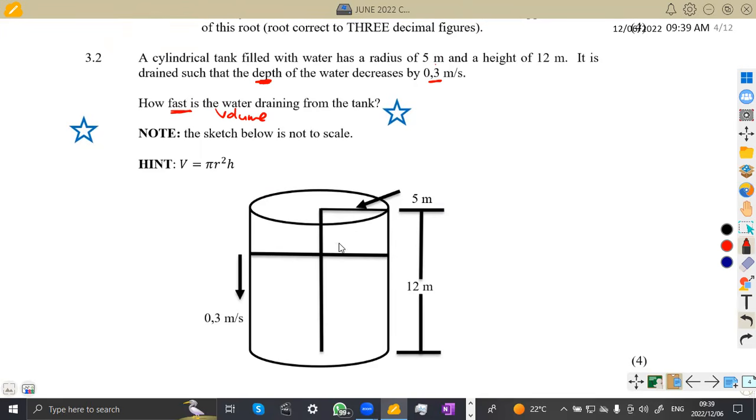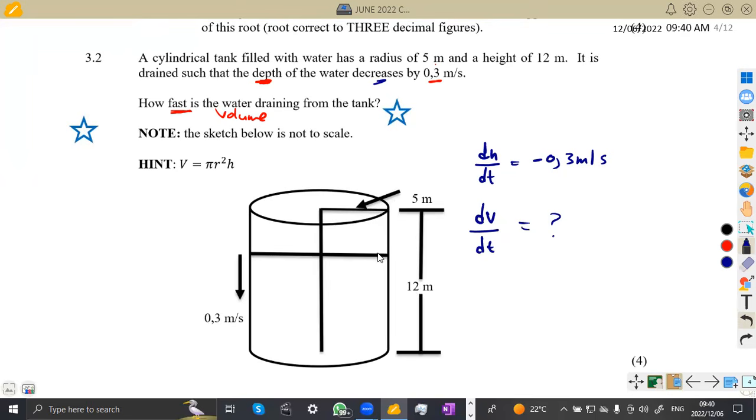So whenever we're dealing with rate of change, we are supposed to know that it's the rate of change of volume with respect to time. But this is supposed to be connected to what we are given. We are given the rate of the depth, and the depth in this case is the height, with respect to time, which is a decrease of 0.3. So it's negative 0.3 meters per second. We need to find the rate at which the volume is going to decrease for this part.